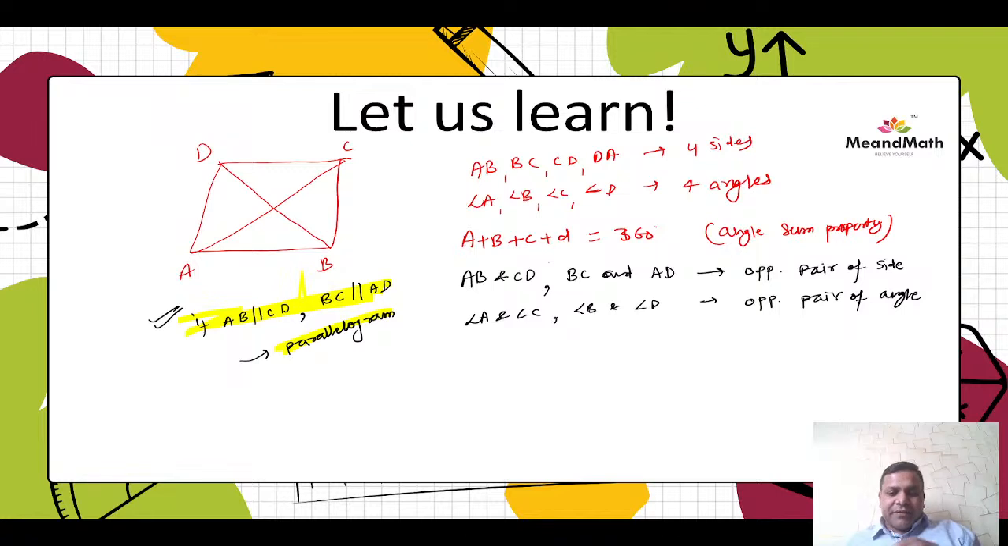Now a parallelogram divides into two parts. First one is rectangle, second one is rhombus. If opposite sides are equal and all angles are 90 degrees, then it's a rectangle. If all sides are equal, then it's a rhombus. Got it? So I'll write here.